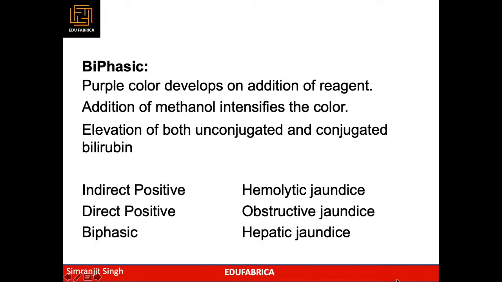Then there is the biphasic reaction, in which purple color develops on addition of the reagent, and addition of methanol intensifies the color. Elevation of both unconjugated and conjugated bilirubin could be identified. So if there is an indirect positive, that is hemolytic jaundice. If it is direct positive, then obstructive jaundice. If it is biphasic, then it is hepatic jaundice.